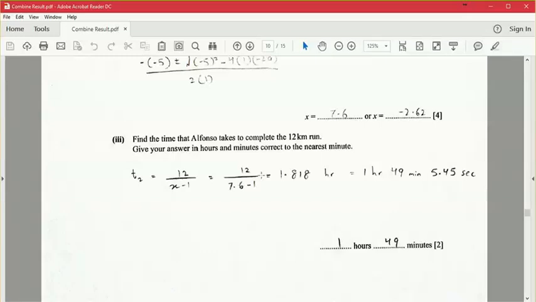And x is 7.6. The speed, don't use the negative speed because speed is not negative, it's only positive. It will give us 1.818 hours. Using the calculator gives us 1 hour 49 minutes and 5.45 seconds, and you want it to the nearest minute, and it's below 30 actually. The seconds is under 30, so we'll only write 1 hour and 49 minutes.